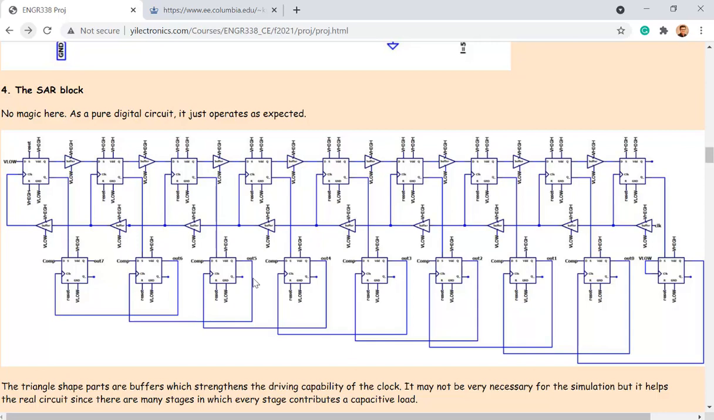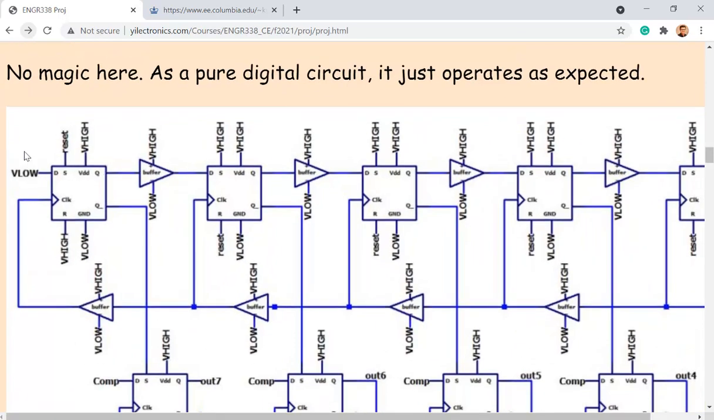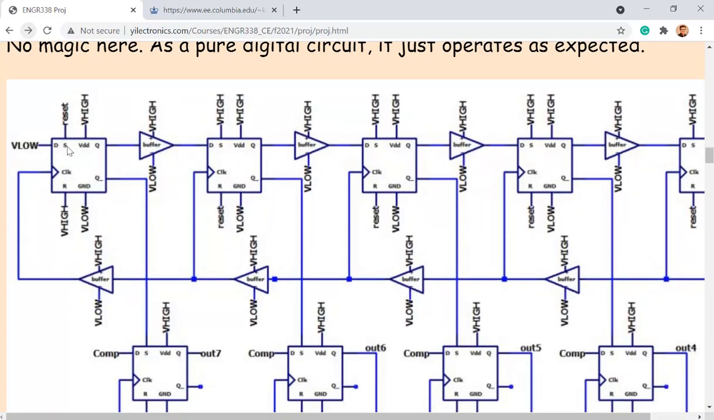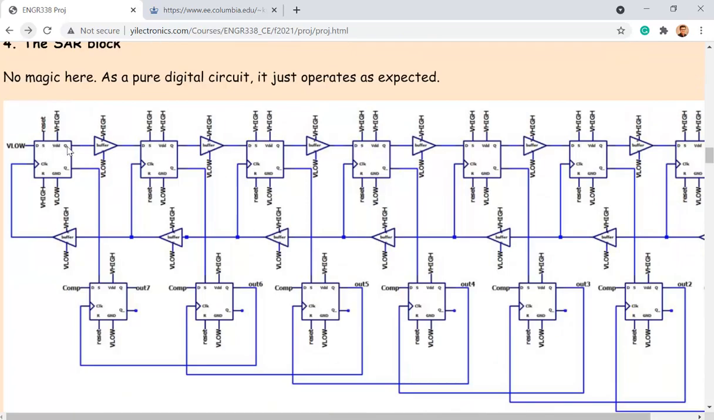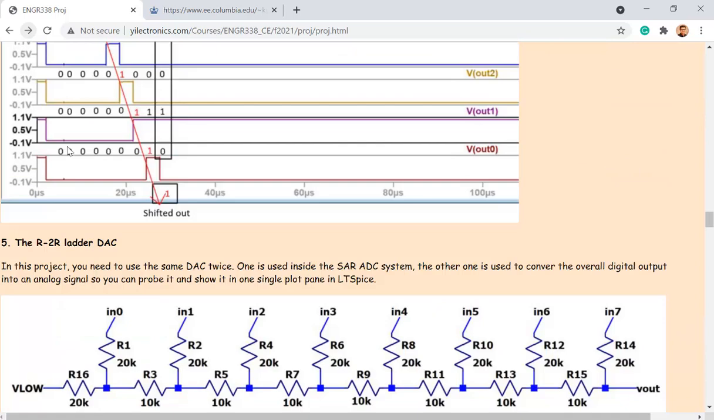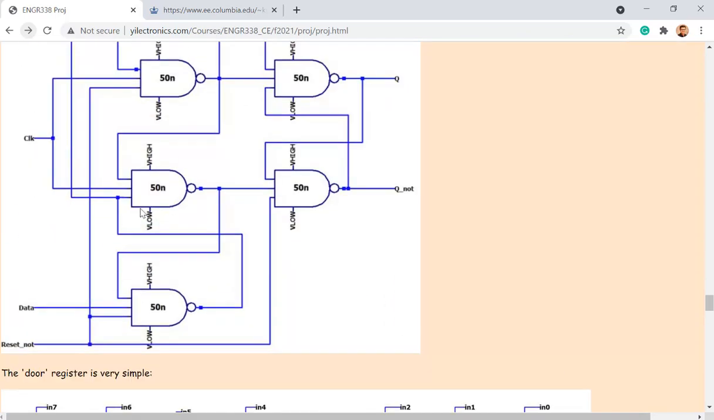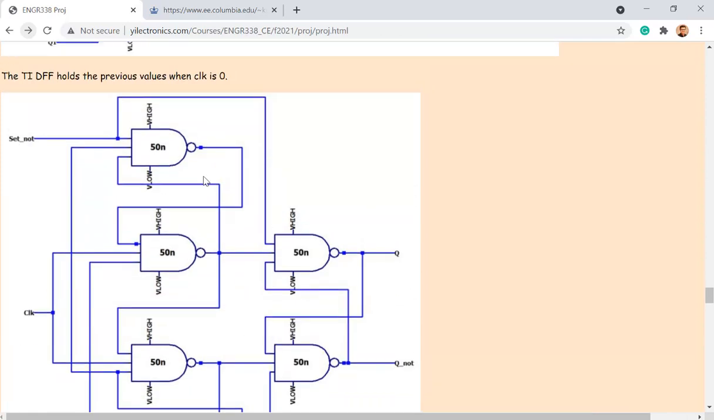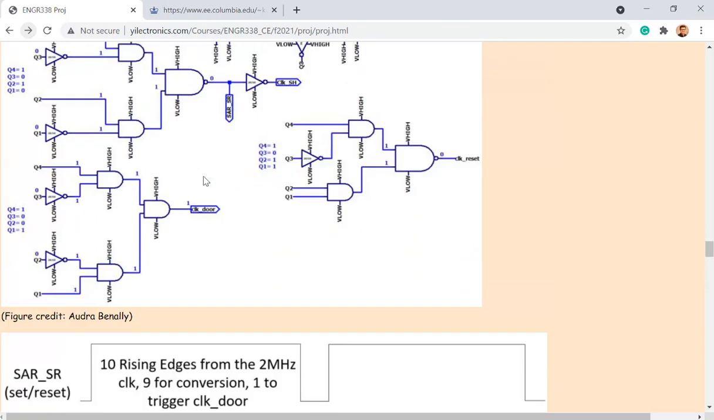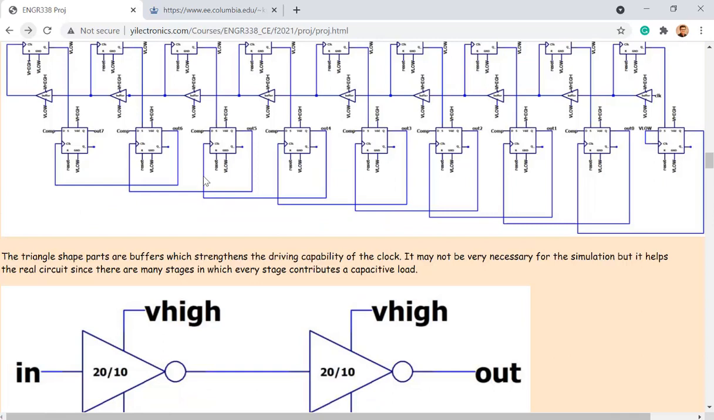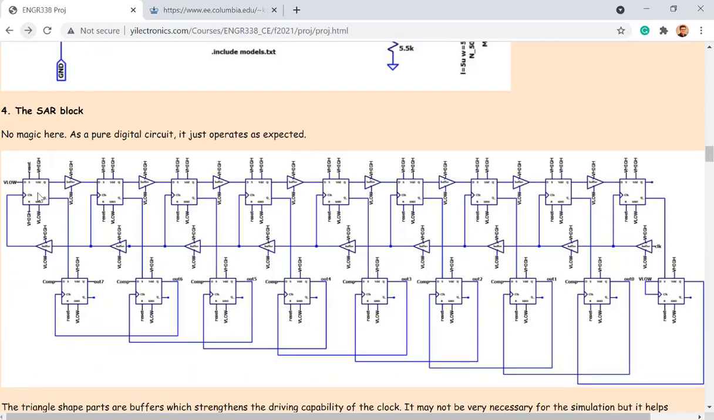And here's the SAR logic. If I zoom in, every single D flip flop, I'm not showing that, is this guy, the TI's set and reset D flip flop. You have to build it yourself and make it into a box like this, and then make the connections. So we have provided the schematic of this SAR logic in some of the lecture notes, right? We have gone through this a few times. But this is a larger scale because it has 8 bits.